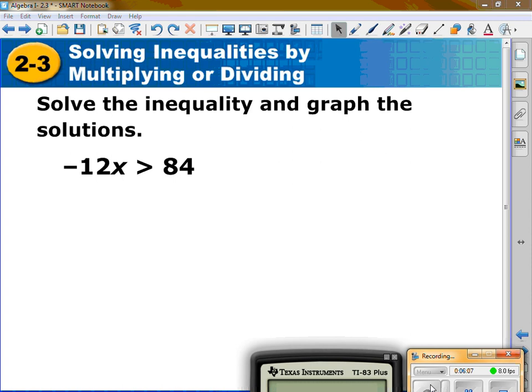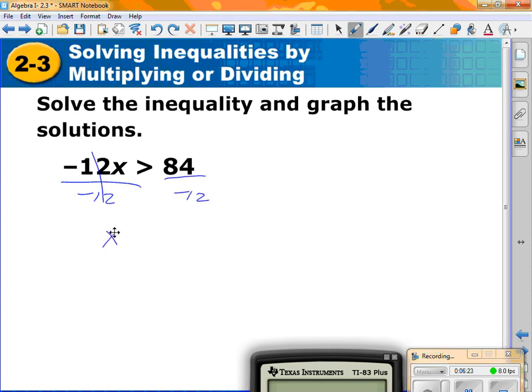So I have a problem here. Do I have to multiply or divide? Divide by negative 12. Divide by negative 12. X. Now I'm going to act like I don't know the rule. Greater than. Positive divided by negative is negative. 84 divided by 12. It's not 6, it's 7.